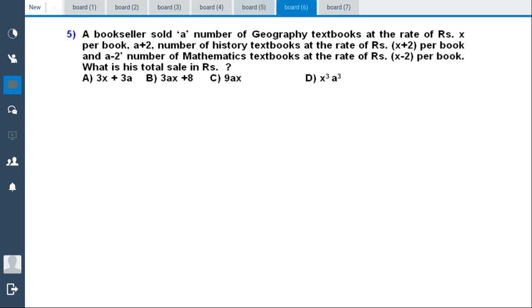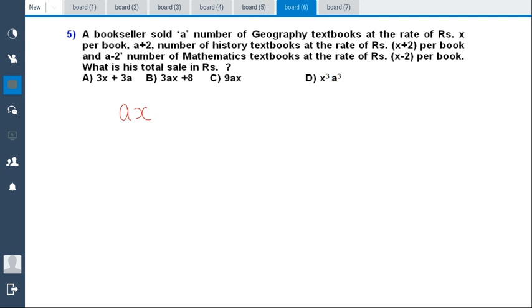Okay. Next question, fifth question. A bookseller sold A number of geography textbooks at the rate of rupees X per book, and A plus 2 history books. Please read the question. So A number of geography textbooks at the rate of X per book, therefore what is the total cost? The total cost is equal to A into X.